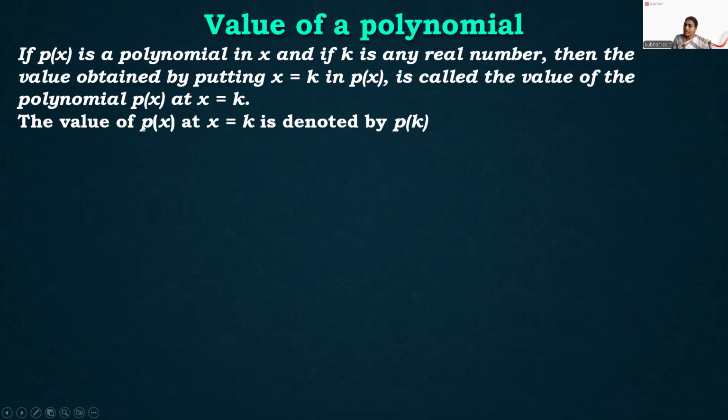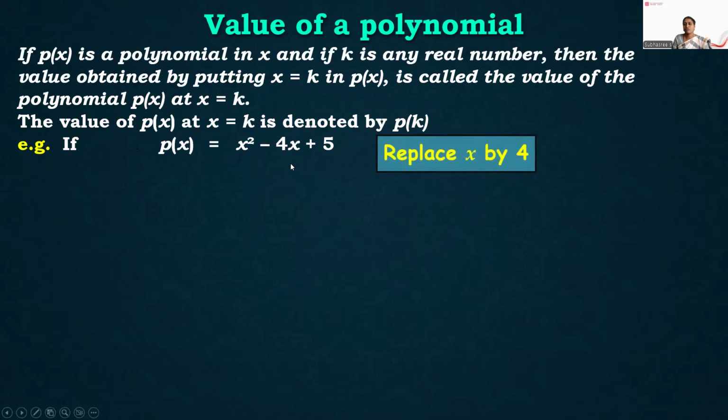You are clear? X equal to 0 won't be given. Don't worry about 0 value. P of 0 is unconditional sums only will be there. So we talk about all the real numbers. Maybe for example, I take P of 7, P of 5, P of 11, any number, whatever number you wish, it can be given. So first question, P of x equal to x square minus 4x plus 5. You have to replace x by 4. X square minus 4x plus 5.